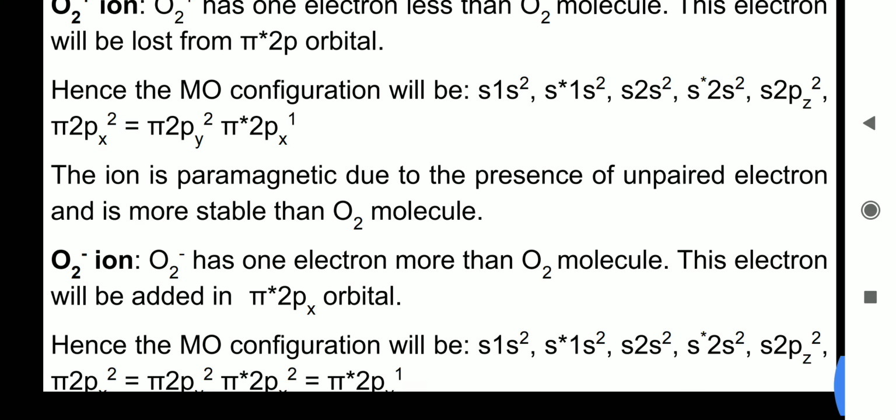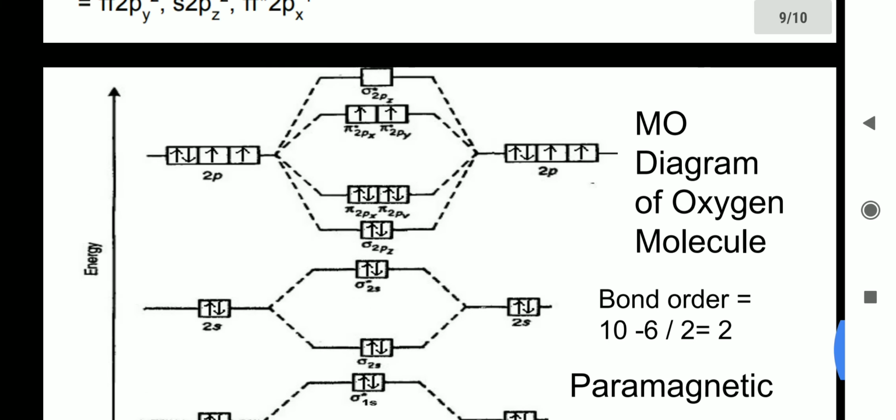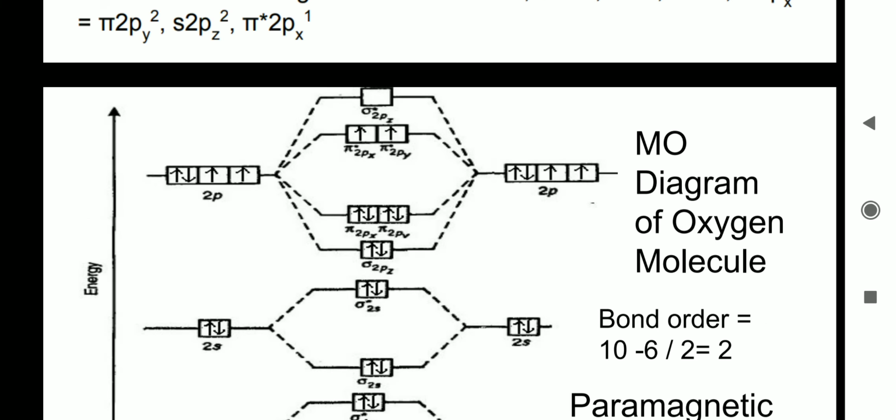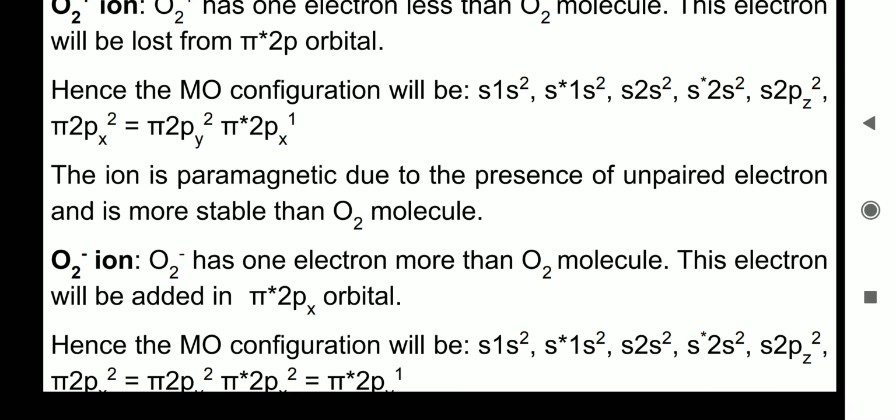The O2 minus ion will have 1 electron more than the oxygen molecule, that is it will have 17 electrons, and that 17th electron will be added to the pi star 2px orbital. Pi star 2px and pi star 2py are having 1 electron each in them, and the 17th electron for oxygen will enter in the pi star 2px orbital. So the pairing will begin.